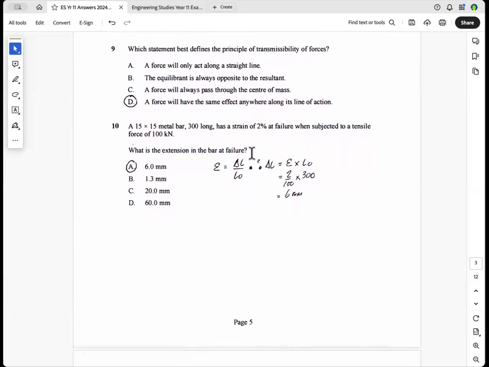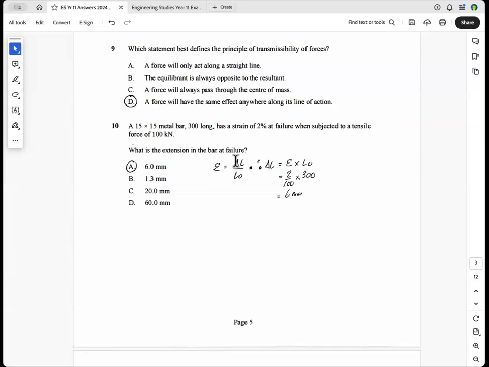Here we have a question on strain. So you're given a 15 by 15 metal bar. Don't forget, if there's no units there, it's always millimeters in engineering. It's 300 millimeters long. It's got a strain of 2%. Don't forget, that's a ratio. So you can't use that. You've got to divide it by 100 to get a numerical value. At failure when subject to a tensile force of 100 kilonewtons. So what's the extension in the bar at failure?